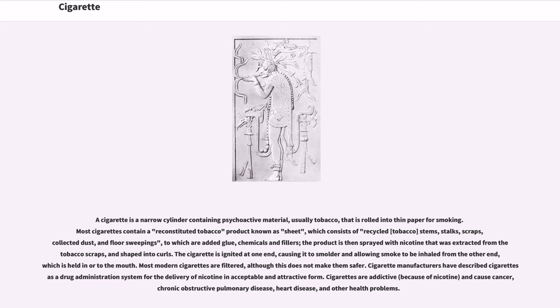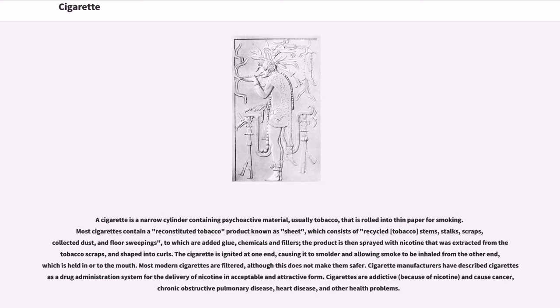Cigarette. A cigarette is a narrow cylinder containing psychoactive material, usually tobacco, that is rolled into thin paper for smoking. Most cigarettes contain a reconstituted tobacco product known as sheet, which consists of recycled tobacco, stems, stalks, scraps, collected dust, and floor sweepings, to which are added glue, chemicals and fillers. The product is then sprayed with nicotine that was extracted from dead tobacco scraps, and shaped into curls.